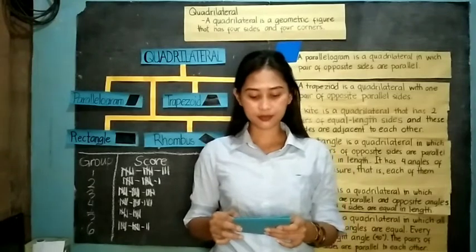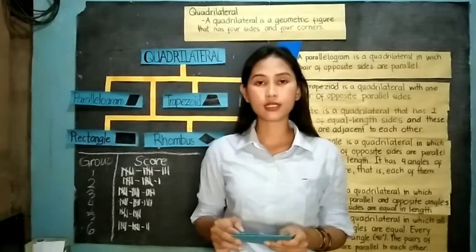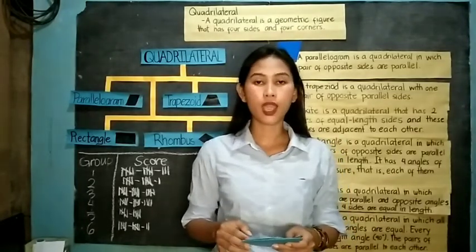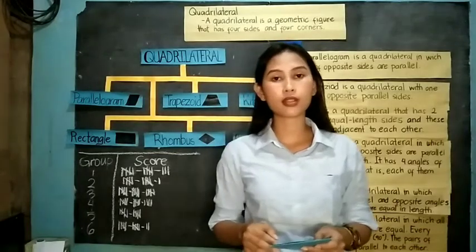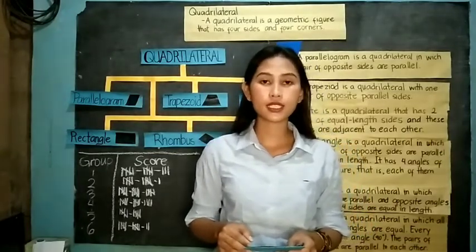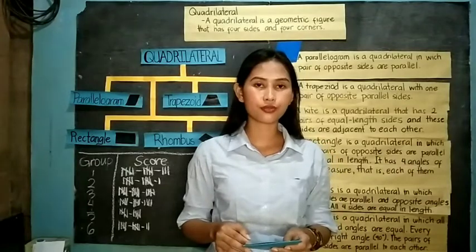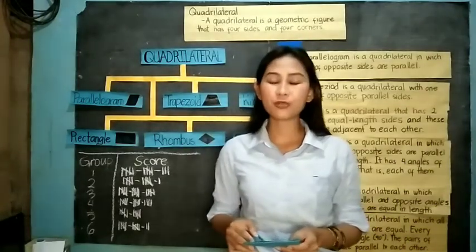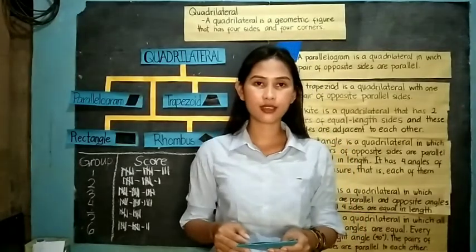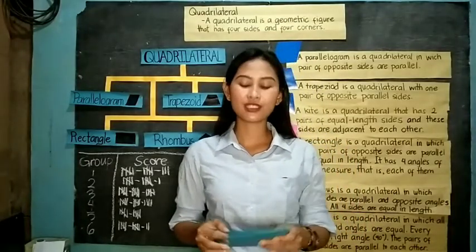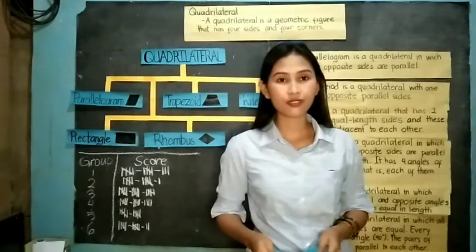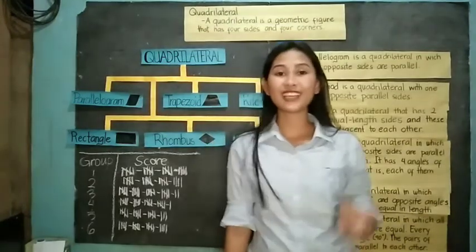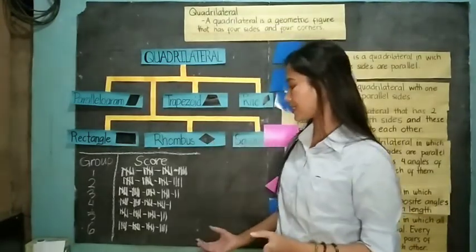Number 10. A rectangle is a parallelogram. Is it a fact or a bluff? Time's up. Everybody, raise your answer. All of you got the correct answer. The answer is fact. Okay, now let's take a look at your scores.